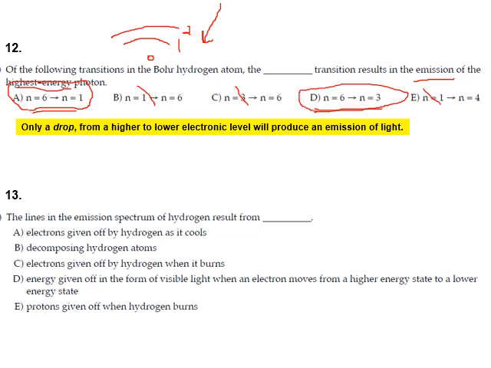Number 13, the lines in the emission spectrum of hydrogen result from, and I'm just going to go ahead and give you the answer. It's going to be D, energy that is given off in the form of visible light when an electron moves from a higher energy state to a lower energy state.